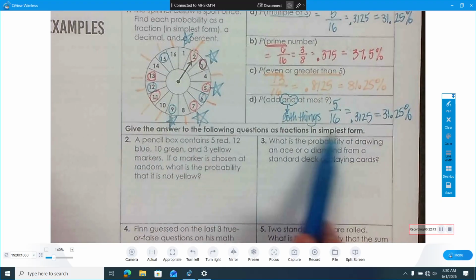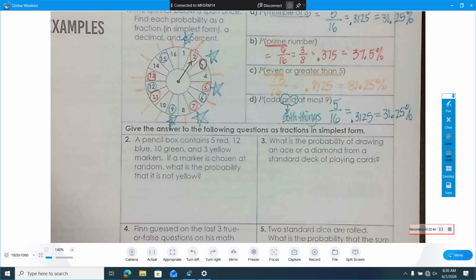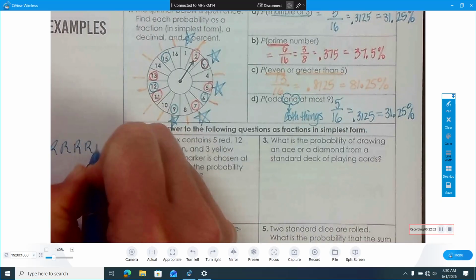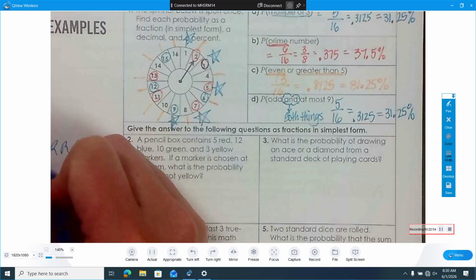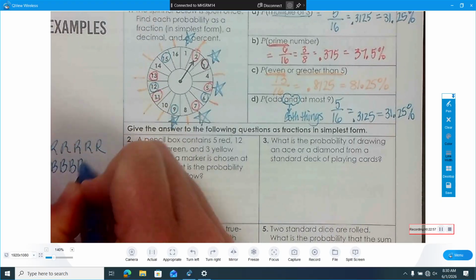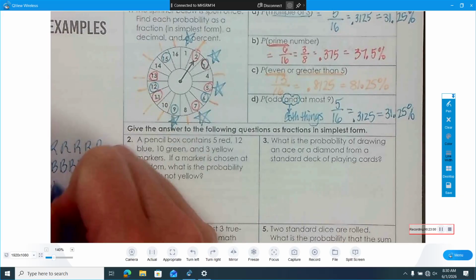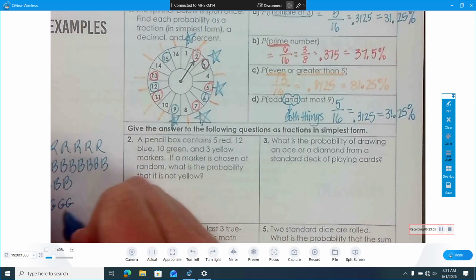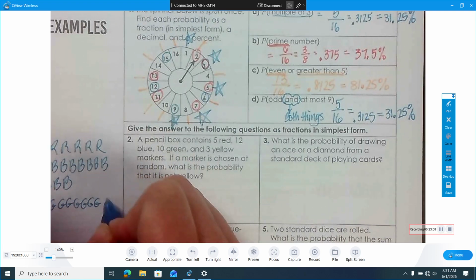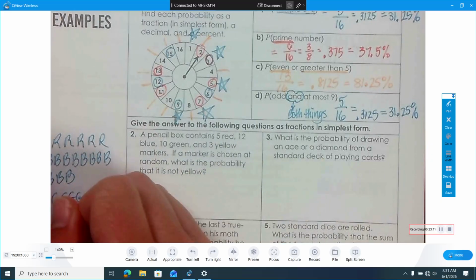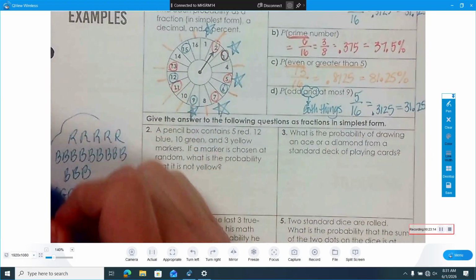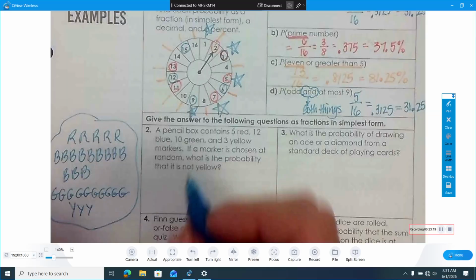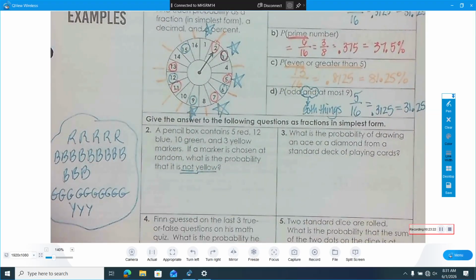Write as a fraction in simplest form. A pencil box contains, I'm just going to draw this out. It contains 5 red, 1, 2, 3, 4, 5, 12 blue. Oh man, 1, 2, 3, 4, 5, 6, 7, 8, 9, 10, 11, 12 blue, 10 green, 1, 2, 3, 4, 5. This is really ridiculous. 6, 7, 8, 9, 10 green, and 3 yellow. 1, 2, 3. Okay. So here's my box. It's got all the colors in there. If a marker is chosen at random, what's the probability that it is not yellow?